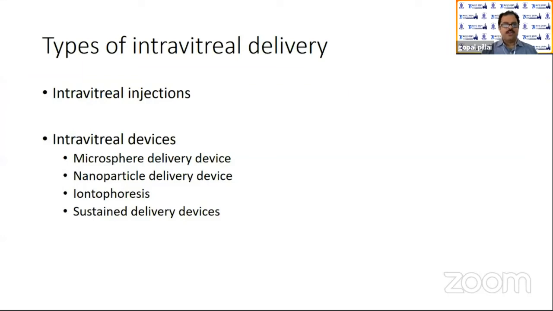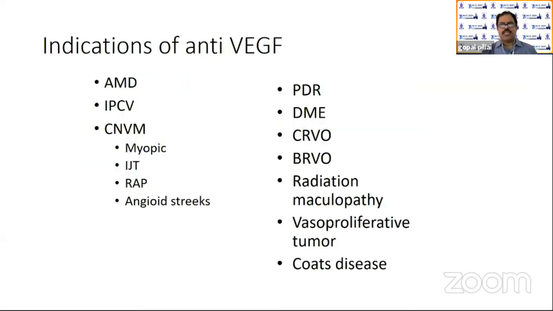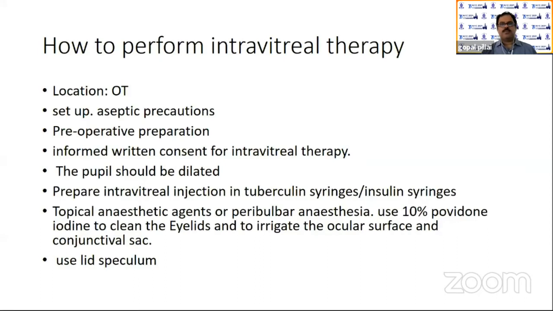Apart from the usual intravitreal injections, you can have devices, microsphere devices, nanoparticles, all these things are going to come in. The majority of injections that we do are anti-VEGF, and there is a small share of antibiotics, steroids, gas, etc., which we inject as well. The indications for anti-VEGF are ever enlarging: AMD, PCV, choroidal neovascular membranes, now DME, CRVO, BRVO, now including PDR also, then radiation maculopathy, tumors, Coats, etc.